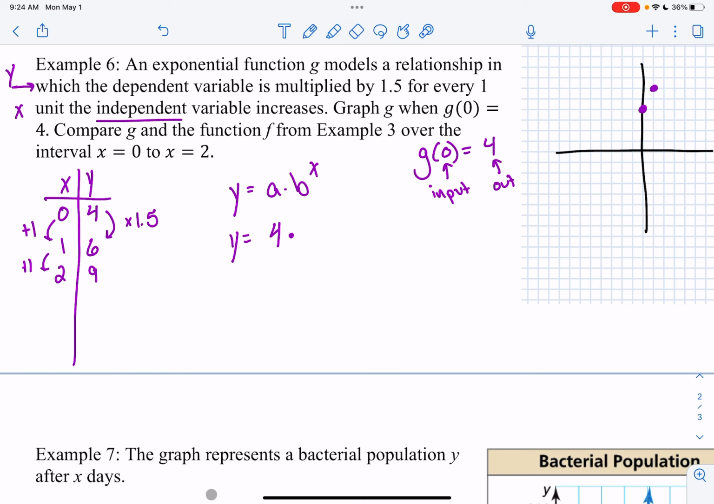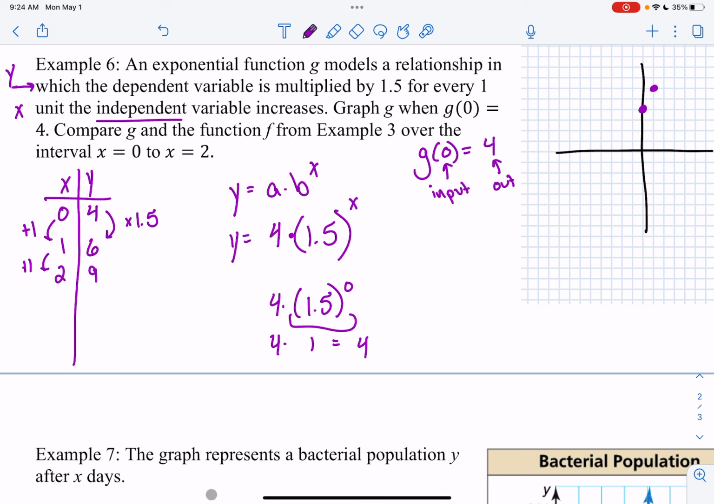Well, your b comes from what you're multiplying each step by. What's that pattern? You multiply by 1.5. So my b would be 1.5. So y equals 4 times 1.5 to the x. Now I would double check that when I put in a 0, I get out a 4. So 4 times 1.5 to the 0. 1.5 to the 0 is 1. Yep, I get out a 4.